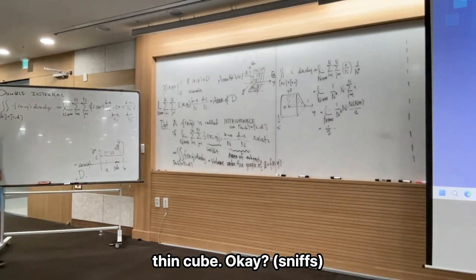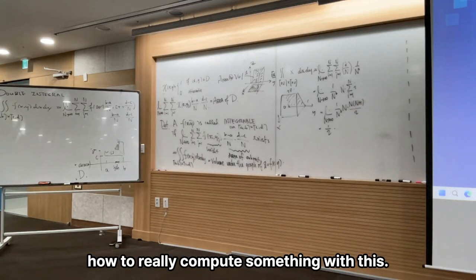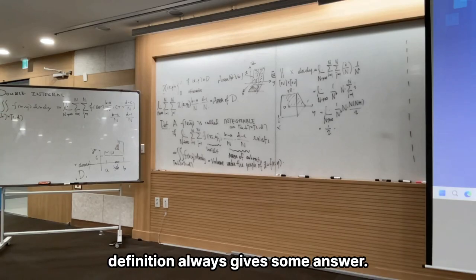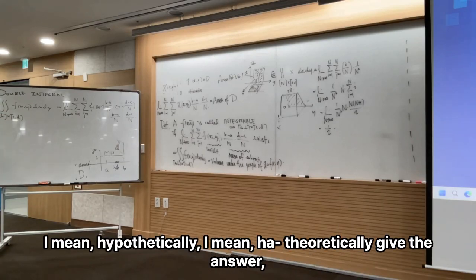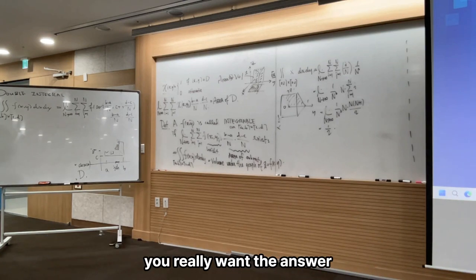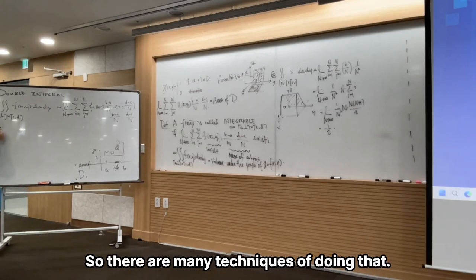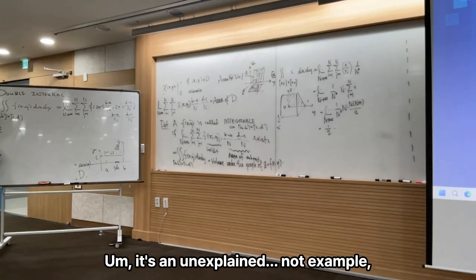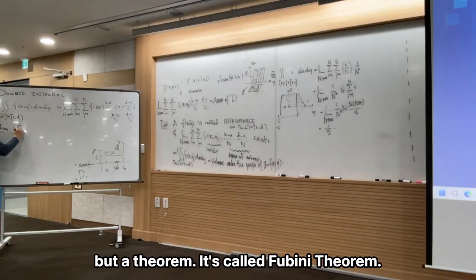Okay, so let's now talk about how to really compute something with this. We know the definition, but definition theoretically gives the answer, and in real life you really want the answer as an accurate number. So how do we do that? There are many techniques of doing that. Here's one technique. It's not an example, it's a theorem. It's called the Fubini theorem.